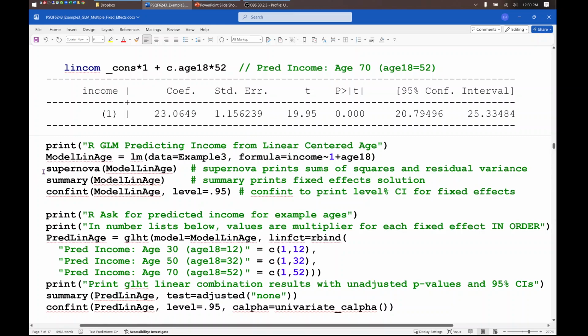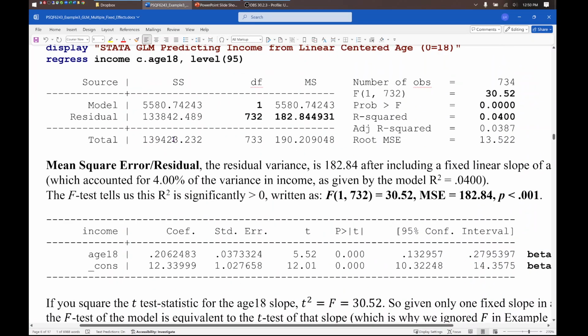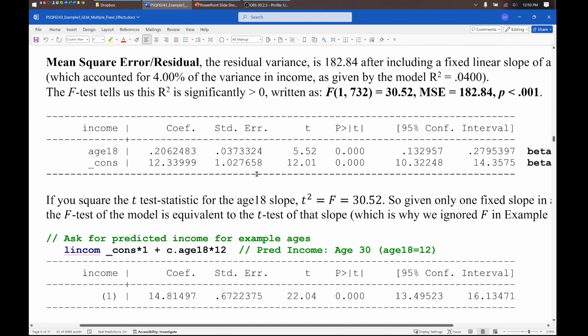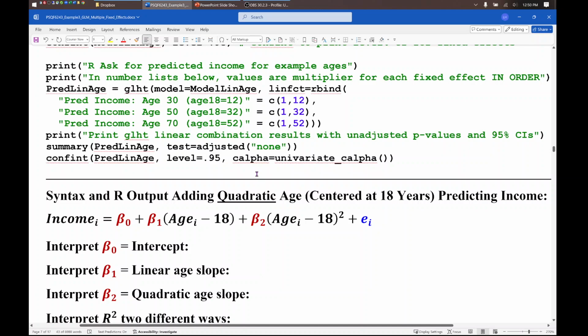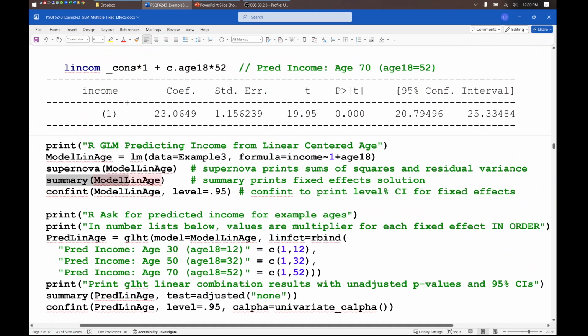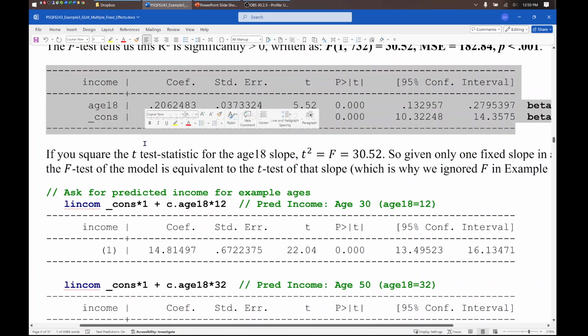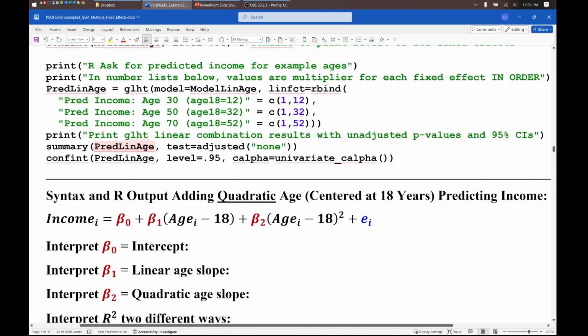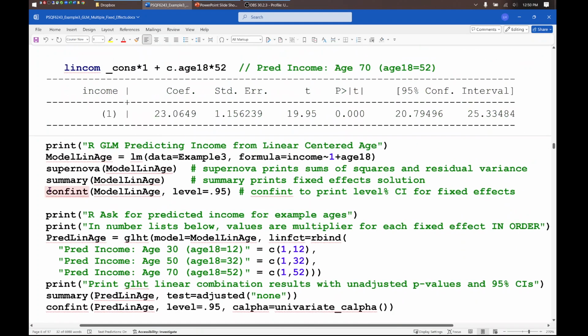So I'm using a package called Supernova and asking it to print this equivalent sums of squares table. So that's how I get something that looks closer to that. I'm then asking for a summary, which prints the rest of the fixed effects. So this part is what would happen there. And then I have asked for confidence intervals because those are not included by default, and I wanted to match the output that was given in Stata.